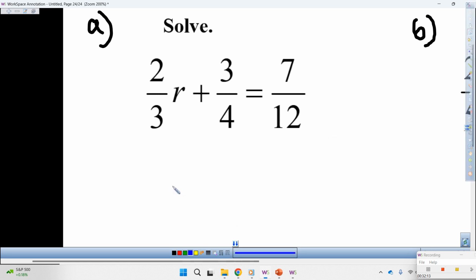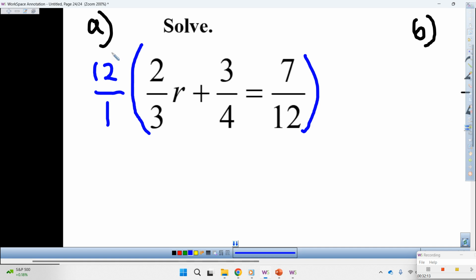Correct answer is 12. That is correct. So that means I'm going to multiply the entire equation times 12, but I'm going to write it as 12 over 1. Write that down, please. So we multiply times the common denominator. What are we multiplying times? The common denominator.